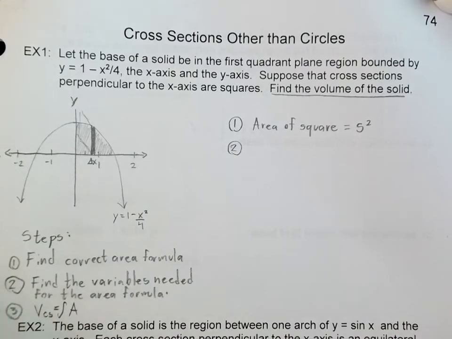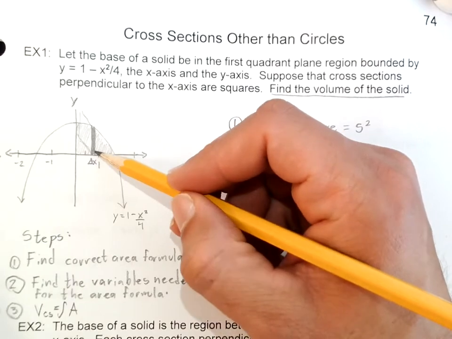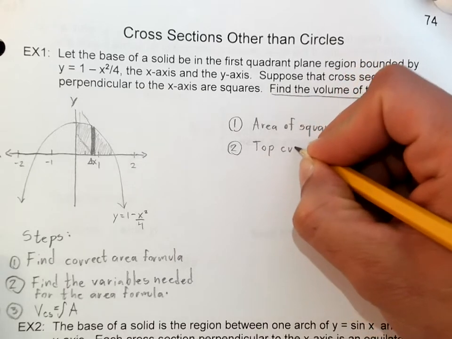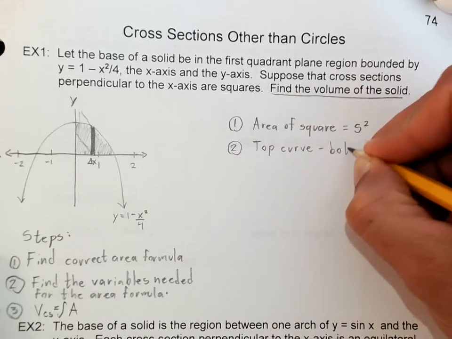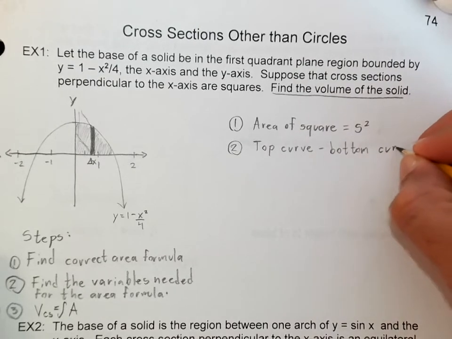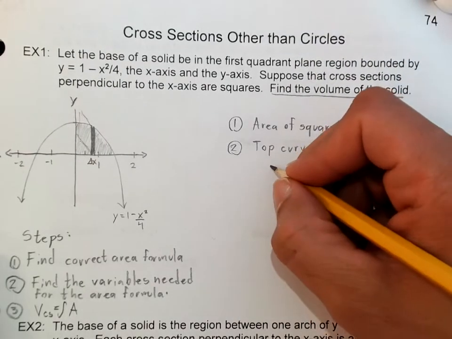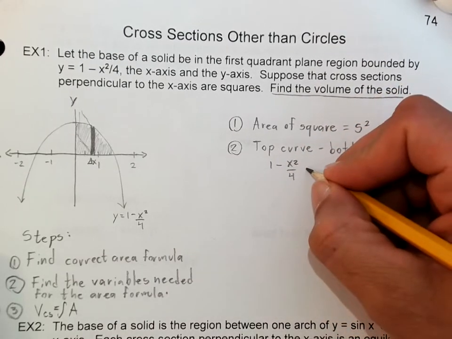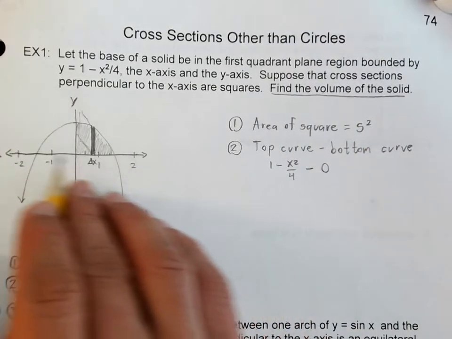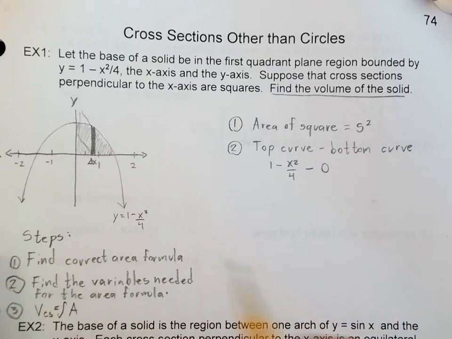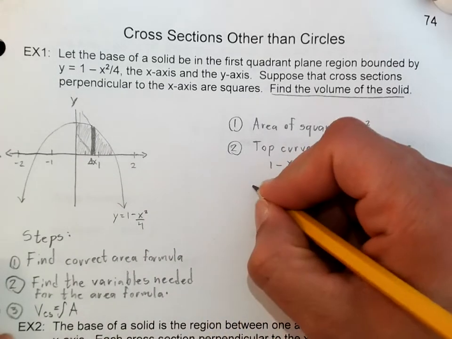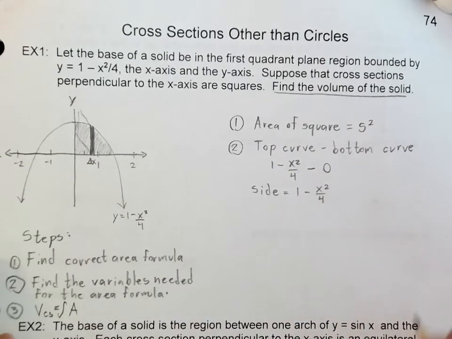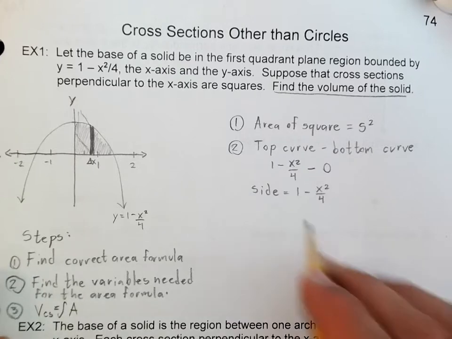So to do that, remember that this length right here would be equal to basically the top curve minus the bottom curve. So on this one, the top curve would be 1 minus x squared over 4, and the bottom curve would be 0, because this line right here, remember, is y equal to 0, which is the x-axis. So therefore my side is just equal to 1 minus x squared over 4, and that's it.